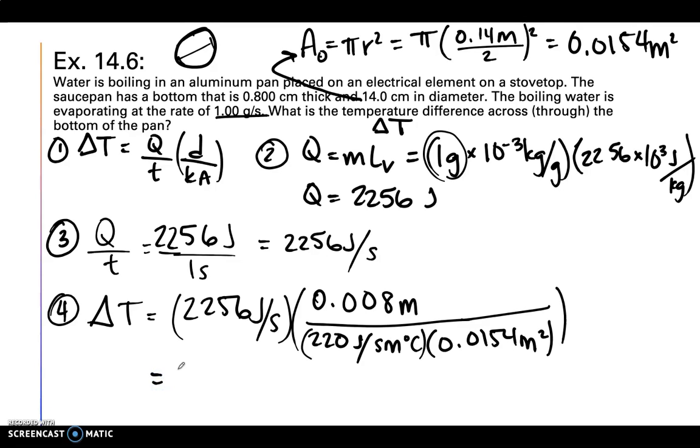Now once we have all of those values plugged in, we can put that into our calculator, and we will obtain a temperature difference of 5.33 degrees Celsius. Okay?